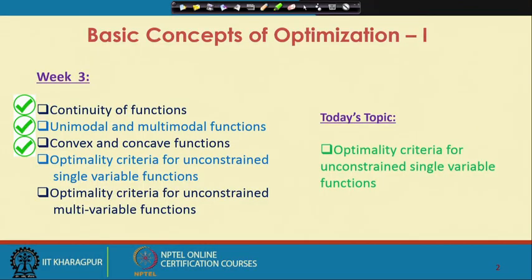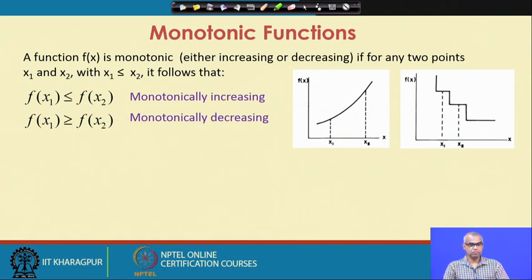Later on, we will see unconstrained multivariable functions. And in the following week, we will see what are the optimality criteria for constrained functions, multivariable constrained functions. So, in today's lecture, optimality criteria for unconstrained single variable functions.